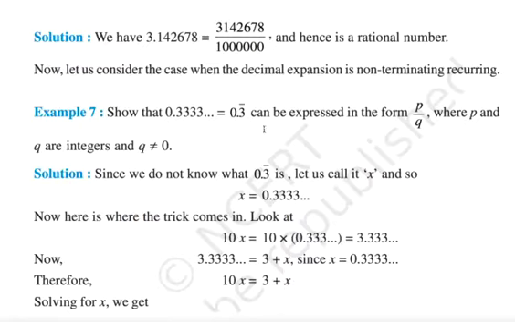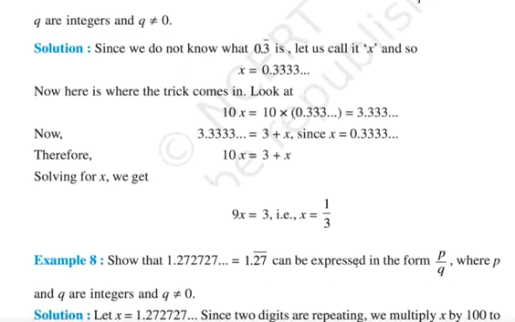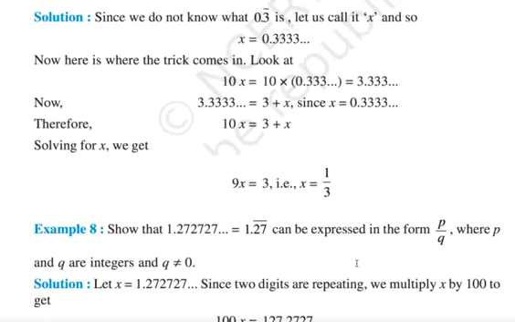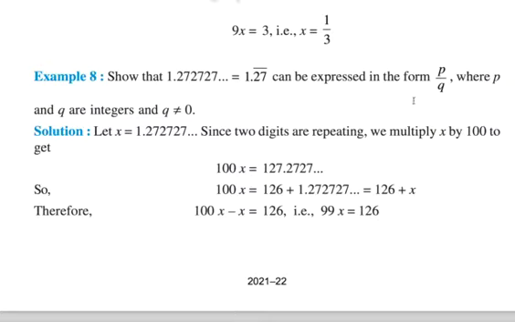0.3 bar. How can you express this in p by q form? Simple. Only one digit is repeating, so multiply it by 10. This becomes 3.333. So the decimal expansion is equal in both cases. So subtract this from this. 9x equal to 3, x equal to 1 by 3. Okay, got the point? So that can be expressed in the p by q form.